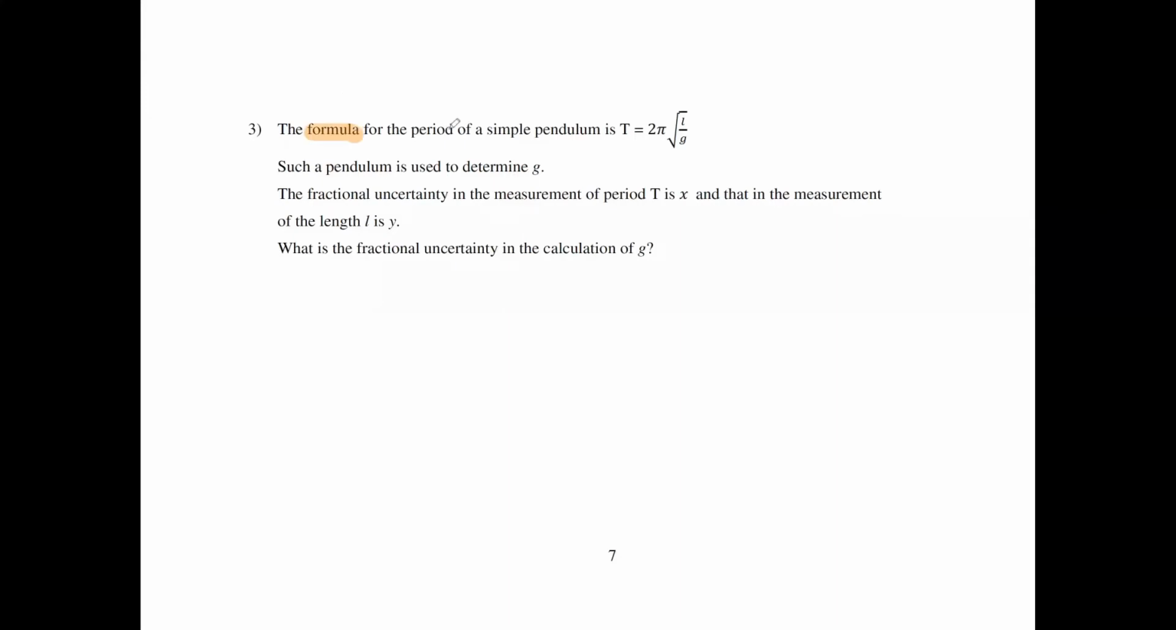The formula for the period of a simple pendulum is T equals 2 pi square root of L over G. Such a pendulum is used to determine G. The fractional uncertainty in the measurement of period T is X, and in the measurement of length L is Y. What is the fractional uncertainty in the calculation of G? Notice that the terms that have been used here all relate to fractional uncertainty.